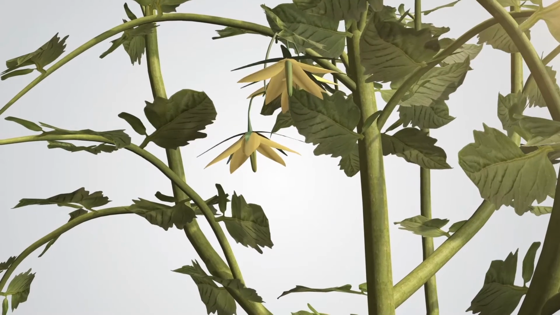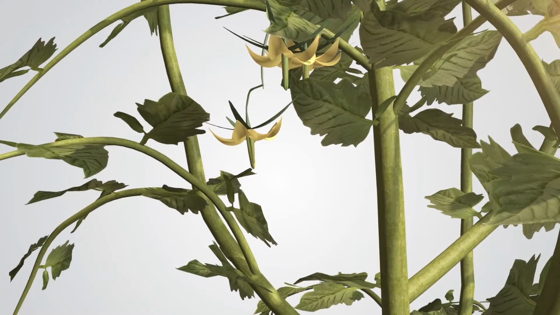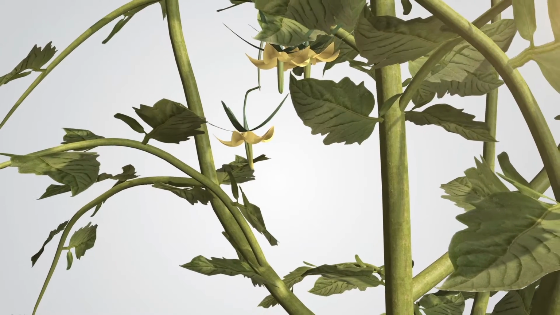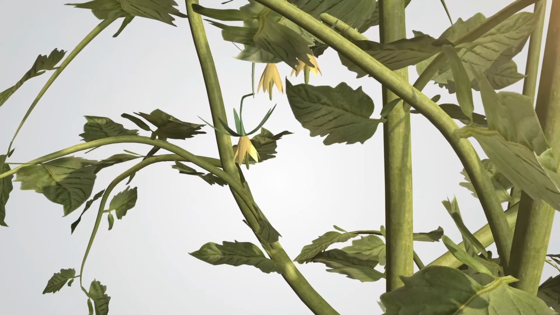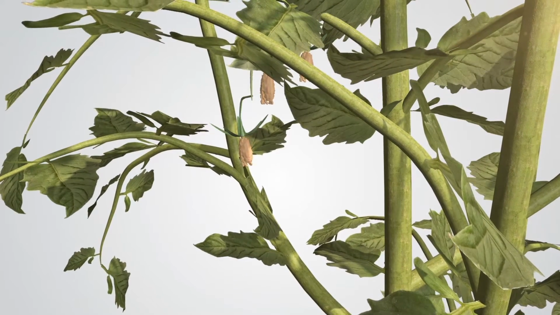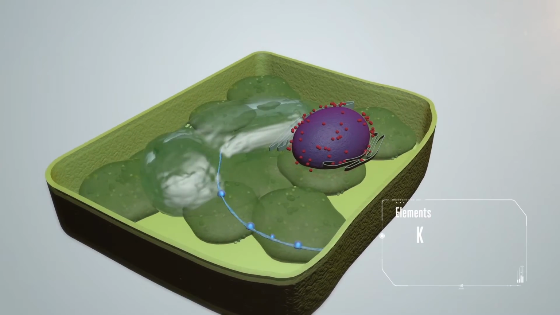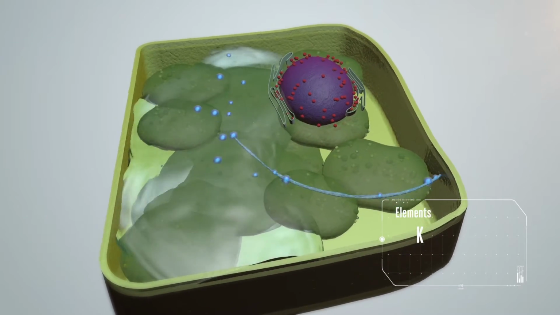As soon as the flower has reached its full size, it will start to fade. However, the ovary will remain and swell. This is the start of the next phase, when the ovary will need more phosphorus and potassium. If we look deeper into the ovary, you can see that there is a water compartment inside the cell. This compartment contains potassium as well as water.